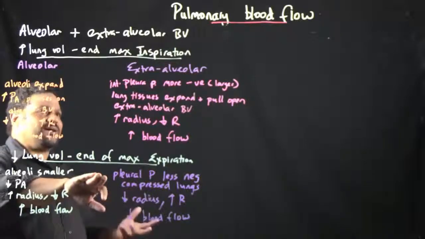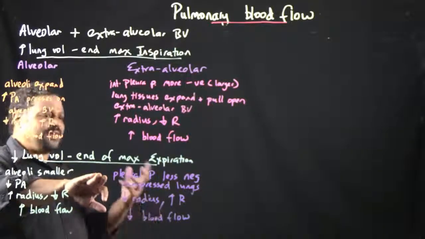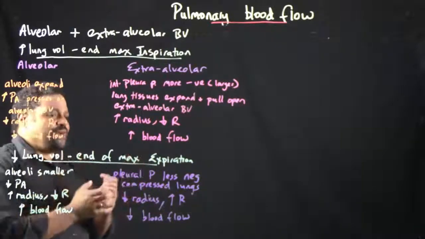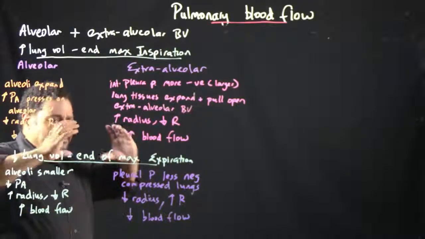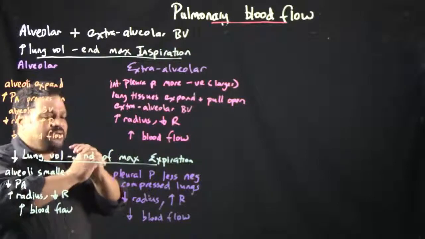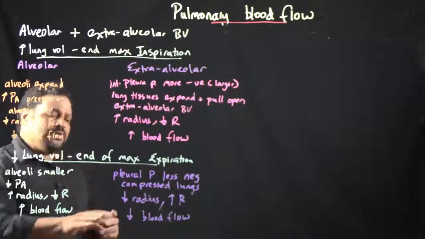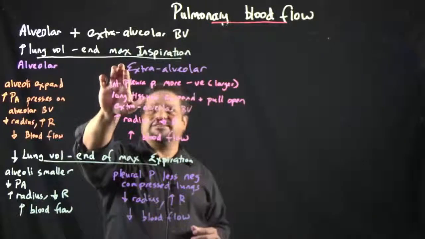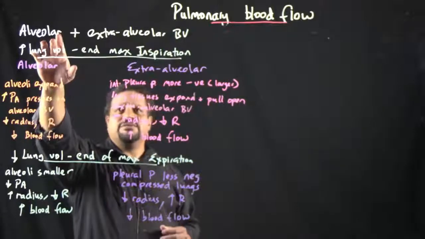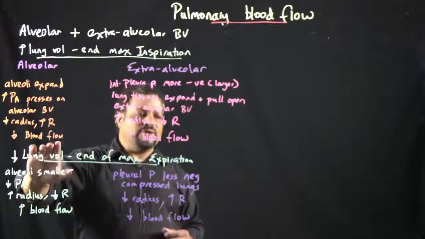For the extra-alveolar blood vessels, the pleural pressures become less negative. The lungs are more compressed. So what's going to happen there is those extra-alveolar blood vessels' radius is going to be decreased. The resistance will increase, and you'll get a decrease in blood flow. So this is the effect of lung volume on the alveolar and extra-alveolar blood vessels at high lung volumes and at low lung volumes.